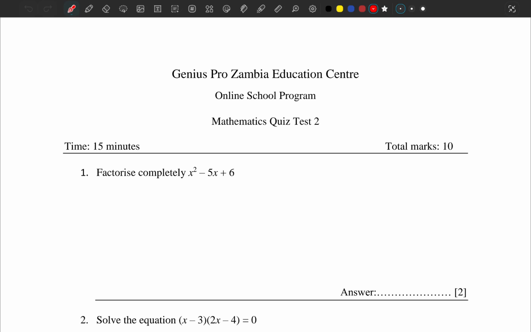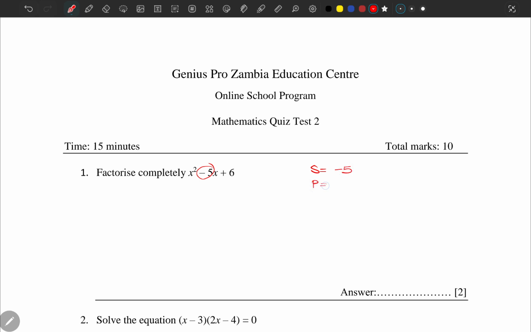Question 1 says factorize completely, and it's a quadratic expression which we need to factorize. Now, quadratic expressions can be factorized by finding the sum and the product and the factors. All right. So how do you get the factors and how do you get the product or the sum? So the sum is the number in the middle here attached to x or whatever variable you're dealing with. So our sum is -5.